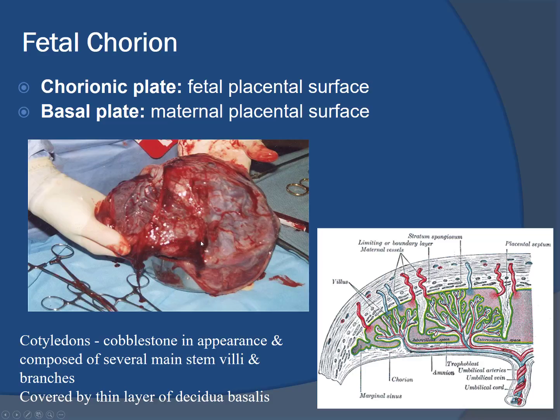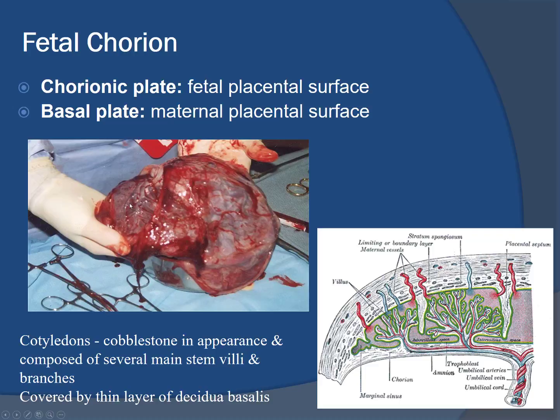This is a picture of the placenta, and you can see the fetal chorion is formed by the chorionic plate and the basal plate. This is the basal plate of this placenta, and on the other side is the chorionic plate, which is the smooth one.